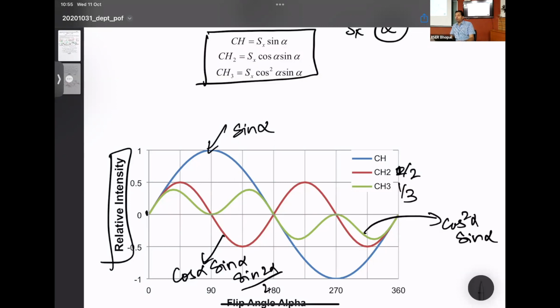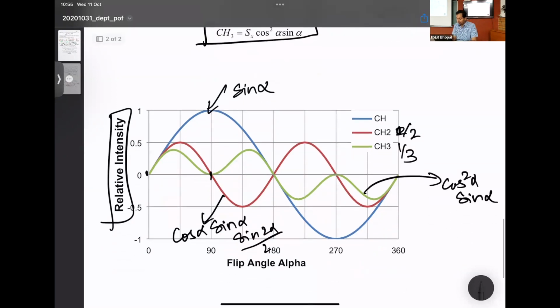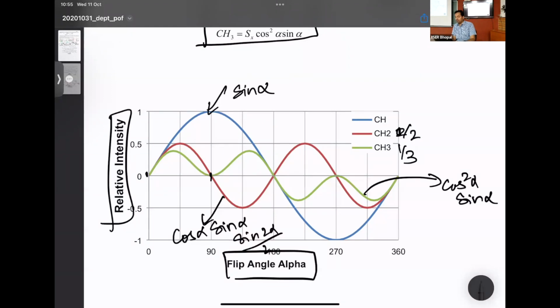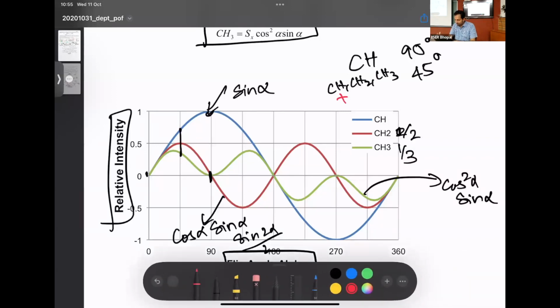And the important outcome that you are able to see here is that if you set your alpha flip angle, so what have you done? You have set everything as a function of alpha. If you set the alpha flip angle to 90 degrees, you will only get the CH spins. CH2 and CH3 will be wiped out. You'll get no signal from them. When you end up setting it to something like 45, you will get CH, CH2, and CH3 all being positive in their magnitude.